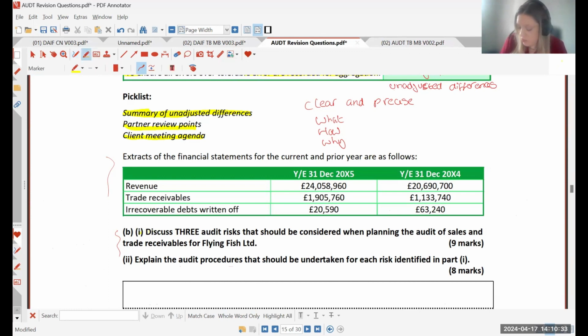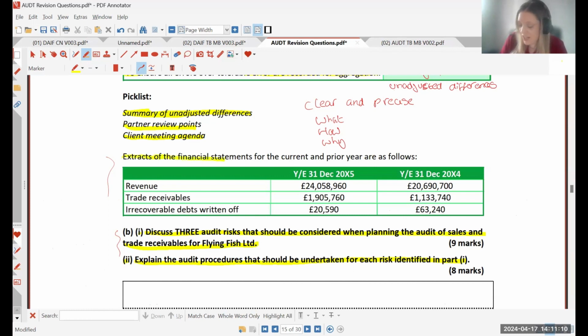First of all, in part I, we're asked to discuss 3 audit risks that should be considered when planning the audit of sales and trade receivables for Flying Fish. Okay. Part II, we're asked to explain the audit procedures that should be undertaken for each risk identified in part I. So we're going to be looking at revenue, trade receivables and irrecoverable debts. We need to find 3 audit risks. We need to discuss them and explain our audit procedures. So quite a few points to hit per risk. So let's have a look.